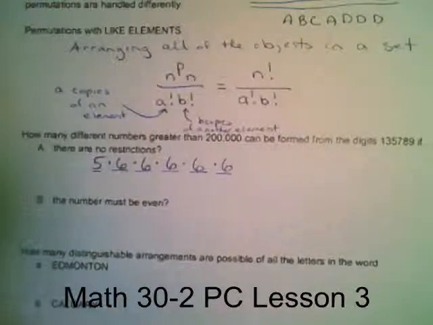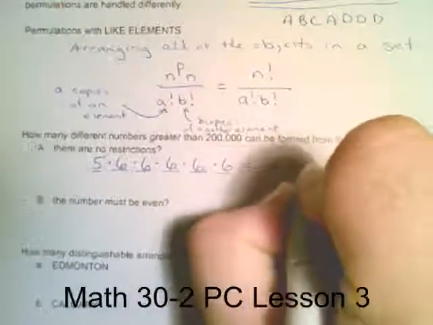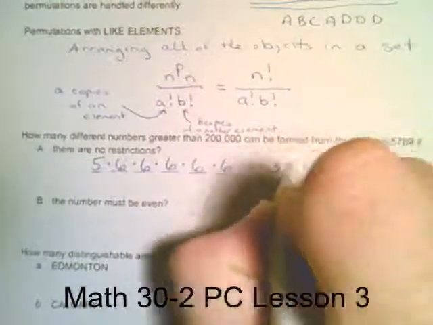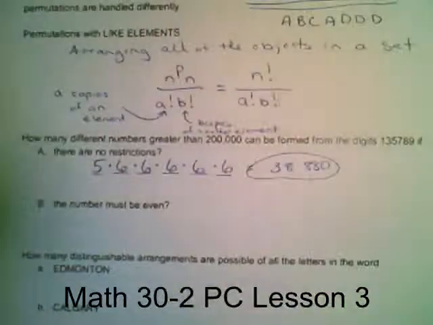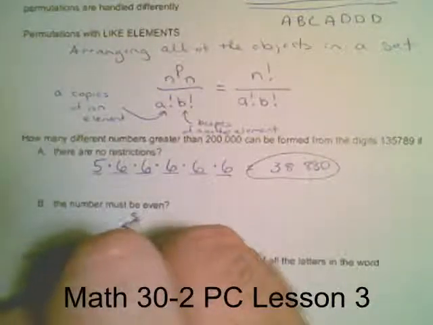If there are no restrictions, I've got this as my situation. So it's 5 times 6 repeatedly, and ultimately my handy dandy calculator says that that is 38,880, sorry. Okay, so you've got that.